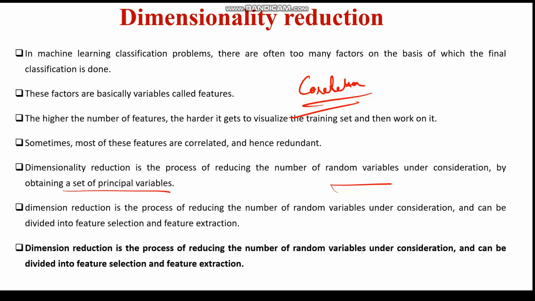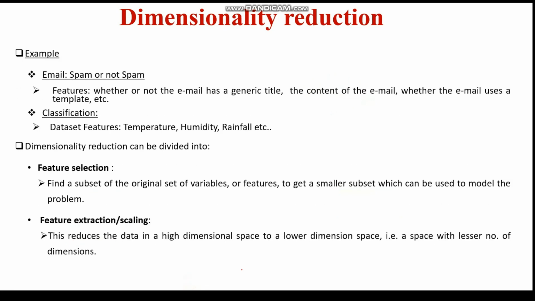So we know that dimensionality reduction is a process of reducing, as its name suggests, the number of random variables that are under consideration, and it can be divided into feature selection and feature extraction also. So dimensionality reduction is the process of reducing the number of random variables that we are going to consider, and can be divided into the two main techniques, feature selection and feature extraction.